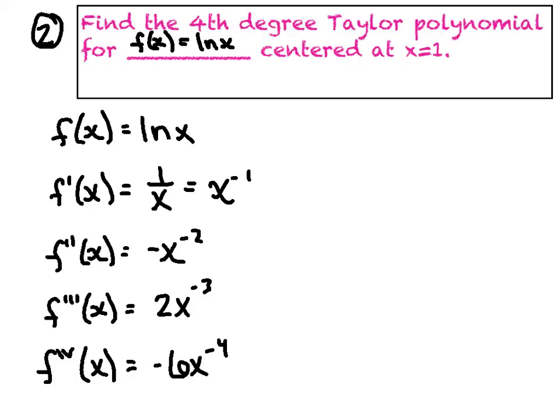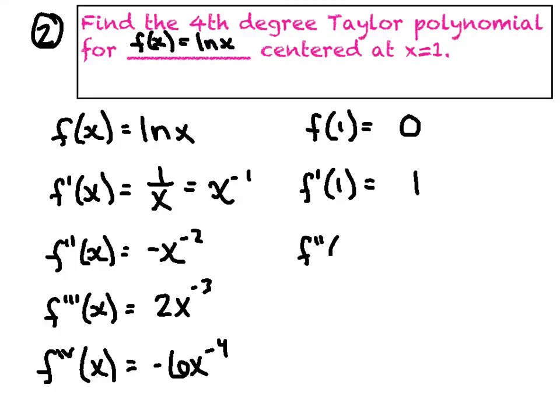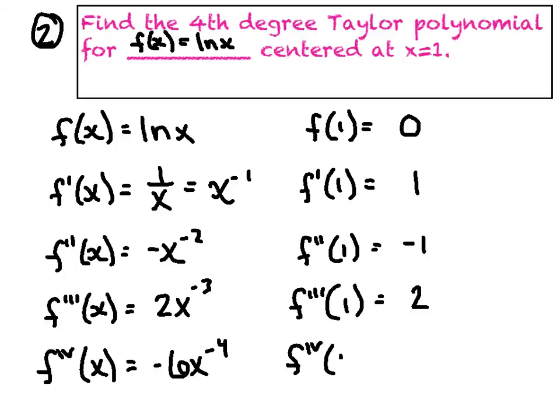And that's what my fourth derivative looks like. Now what I'm going to do is come back here and evaluate all of these at 1. Natural log of 1 is 0. The first derivative evaluated at 1 is simply 1. The second derivative evaluated at 1 is going to be a negative 1. The third derivative evaluated at 1 is going to be a positive 2. Told you this was pretty easy. And then the fourth derivative evaluated at 1 is going to be a negative 6.